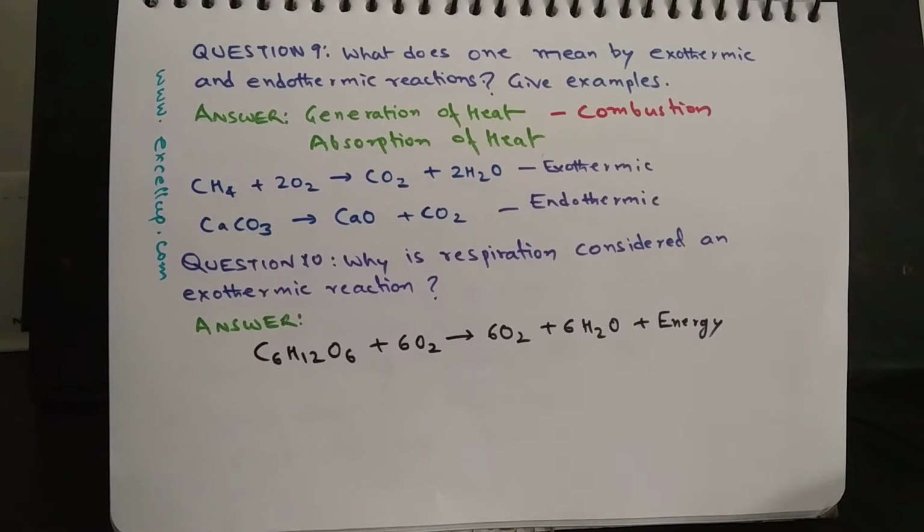Question 10. These are related questions, so I have put them on a single page. Why is respiration considered an exothermic reaction? The simple answer is that in your biology lessons you have read that after respiration energy is evolved and heat is produced. So that is why this is an exothermic reaction, and this is evident from the equation. The equation for respiration is C6H12O6 plus 6O2 gives 6CO2 plus 6H2O plus energy.